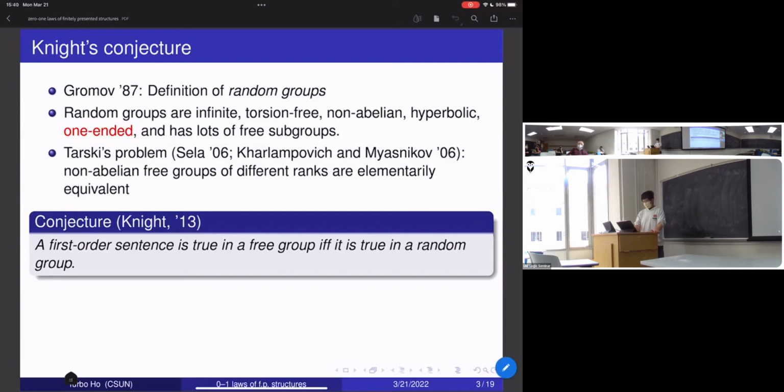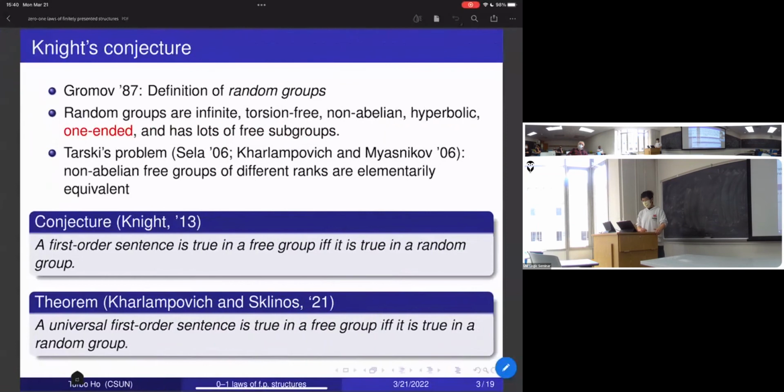There is some partial success on this conjecture. In 2021, Kolenkovich and Sklinos showed that a universal first order sentence satisfies the 0-1 law. The keyword here is universal. Namely, it is true in the free group if and only if it's true in a random group. For higher complexity, this is still open.